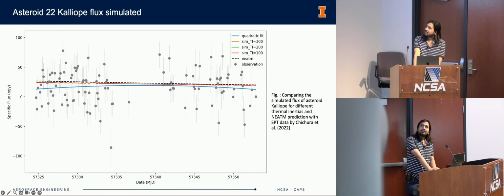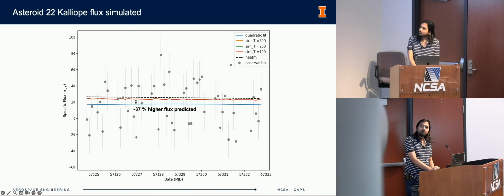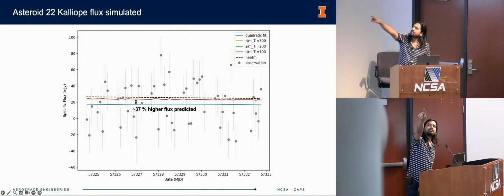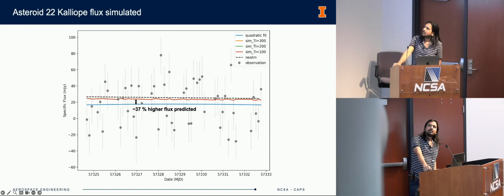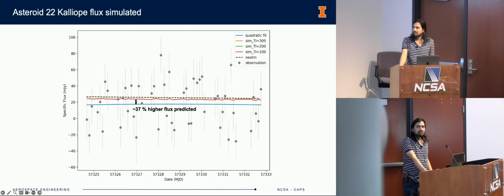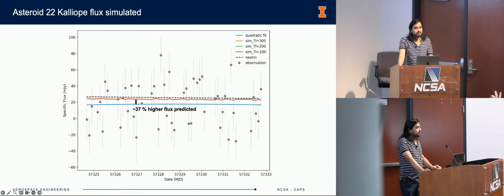The fit to the observations and the simulations look close, but not really. If we zoom into the first part and have a look there, even with our model, which has subsurface temperature, the proper shape of the asteroid, proper spin, and proper orientation, we get around 37% higher flux in that region, and it's mostly the same throughout. It's also seen that our simulation results are closer to Needham, which is a much simpler model, so then we should just use Needham.